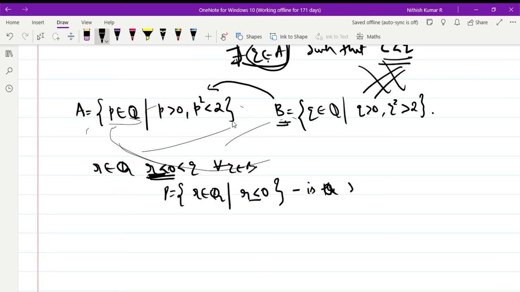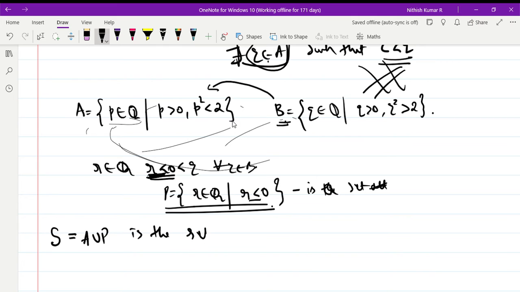This set contains some lower bounds of B. Now we shall show that A union P, let's take this set as S, is the set of all lower bounds of B in Q.